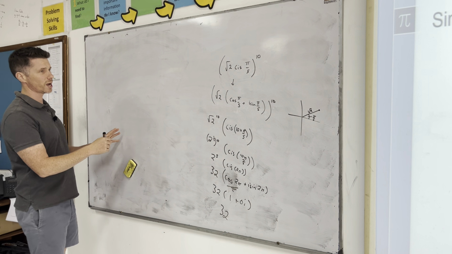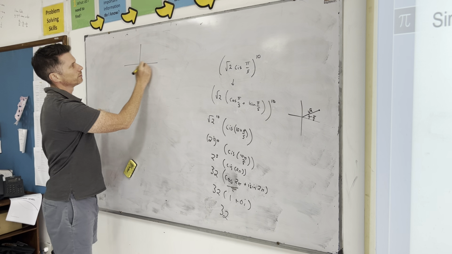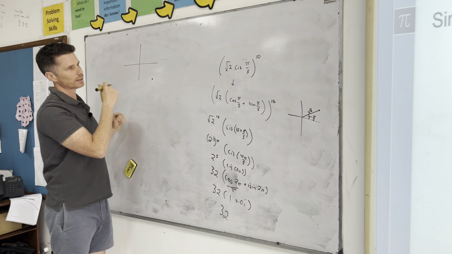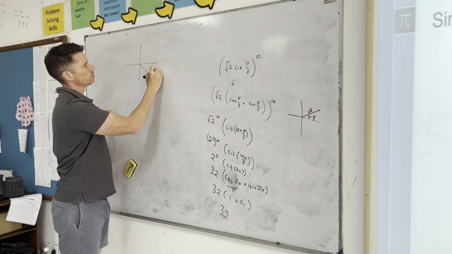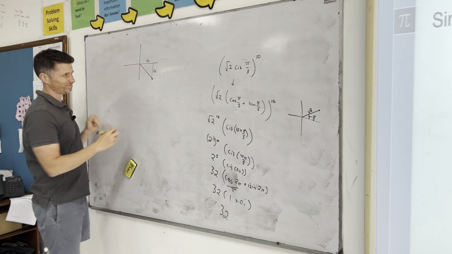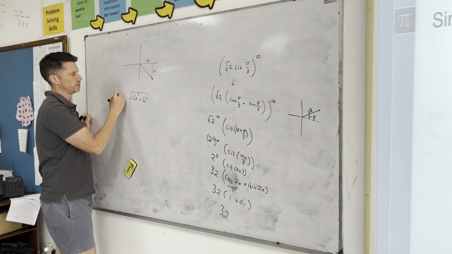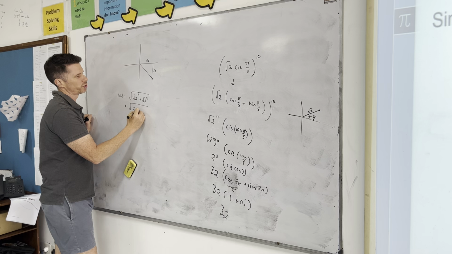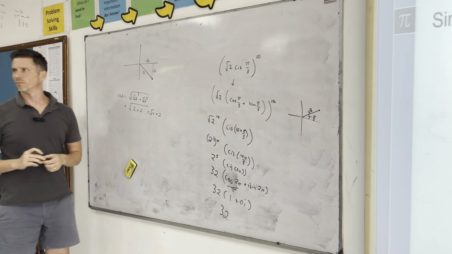Sketch it first. Slow down. Sketch it. Root 2 on the real axis, minus root 2. It's down here somewhere. This is our complex number. This distance is root 2. This distance is root 2. Modulus: root 2 squared plus root 2 squared, square rooted. 2 plus 2 is root 4, which is 2. Very good. What's the argument?